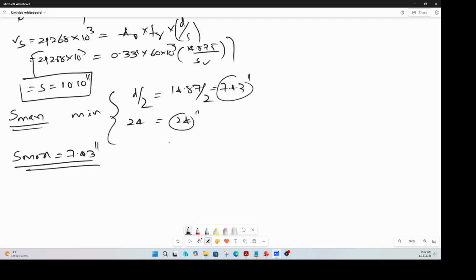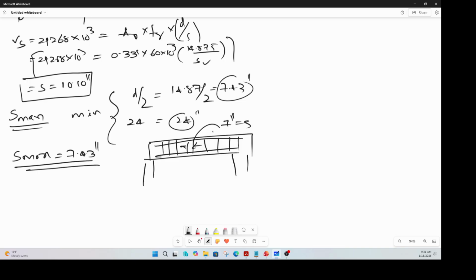So the final answer is, you have a beam, you have your stirrups, with uniform spacing, obviously. So 7 inches is the answer. That is your stirrup spacing.